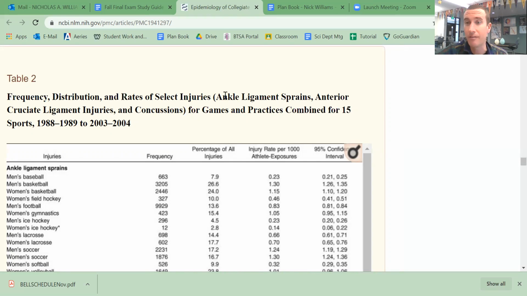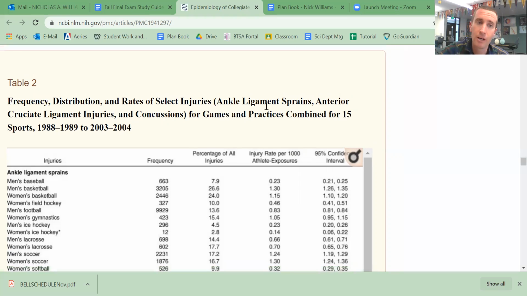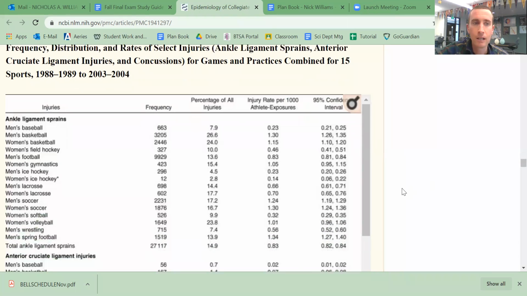So ankles, obviously, are your ankle. Anterior cruciate ligament is a ligament in your knee. So that's like a big tear in your knee. And then a concussion, obviously, is a head injury. So we're going to take a look at these, and it's broken down by sports. And this is combined for games and practices. So we're going to look at how many injuries there are, percentage of all injuries, and then injury rate per 1,000 athlete exposures for these various sports. Okay.